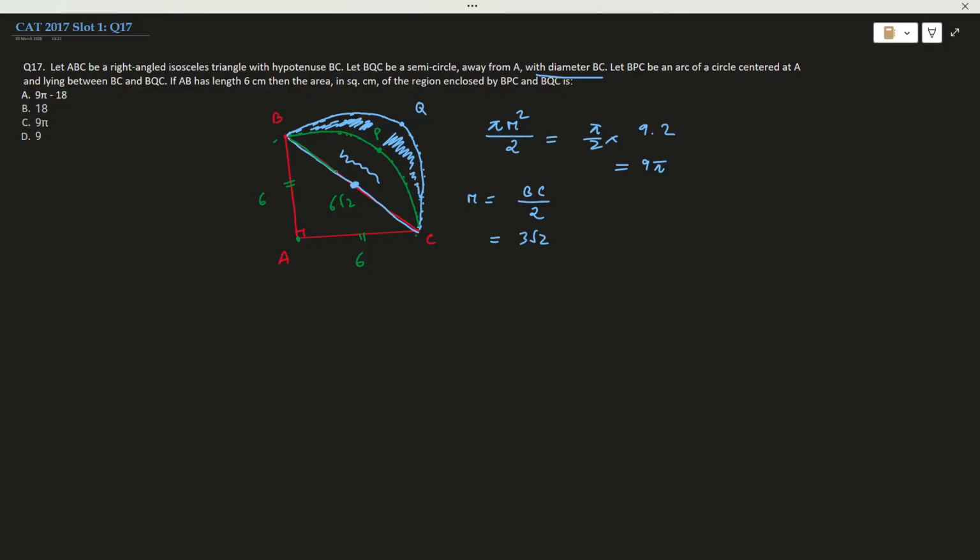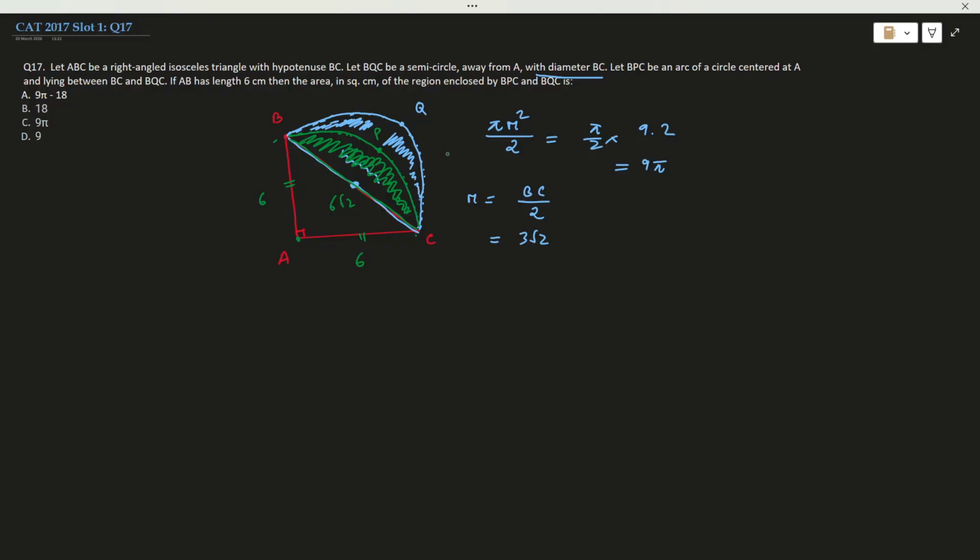This region, I will calculate the area and then I will subtract it from the semicircle. Alright guys, so how can we find the area of this green part?